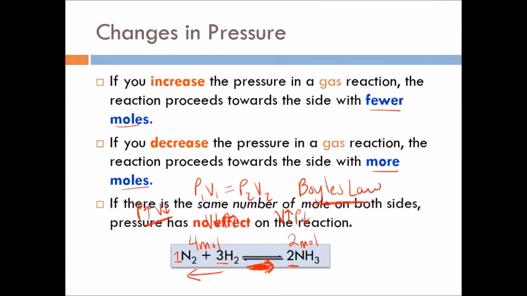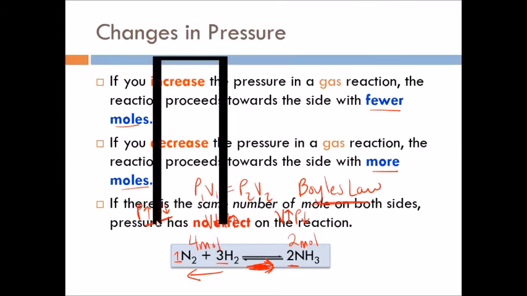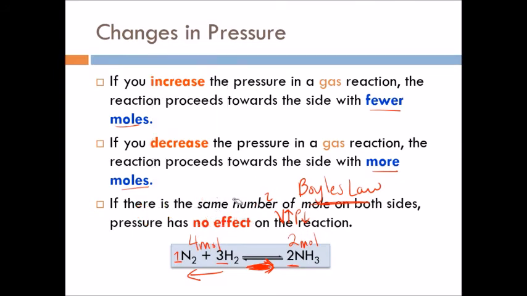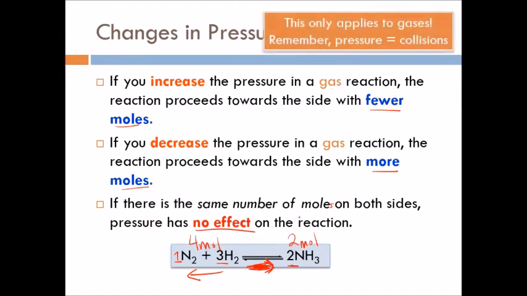All right, so let me erase this here too. The other main point here that you need to know is if you have equal numbers of moles of gas, then there will be no effect or no change in the equilibrium position. If you add pressure to a system where the gas moles are the same, there is no shift, no change. Okay? So remember, pressure changes only apply to gases because pressure is a measure of the collisions with the walls of the container, and that's what a gas can exert.